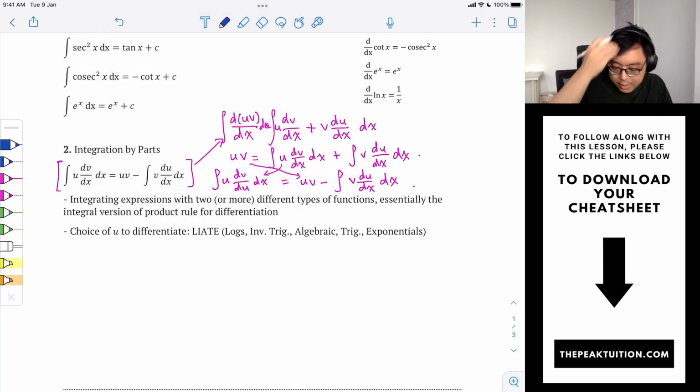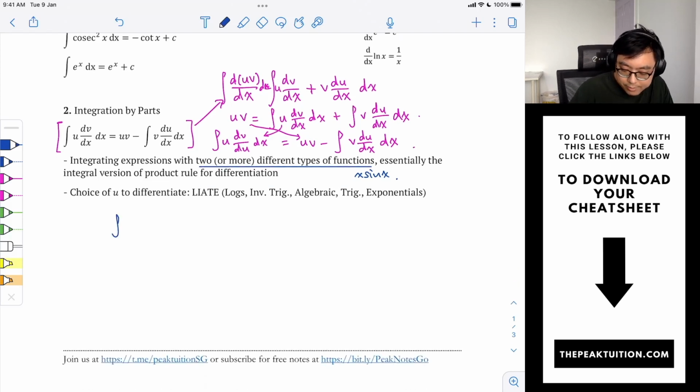Okay, so integrating by parts will be useful for integrating expressions with two or more different types of functions. Because when we have two or more different types of functions, it's not immediately obvious how we can go about integrating them. So for example, x sine x is not so straightforward, right? We can't just integrate this. So when we have integration by parts, however, we can integrate this.